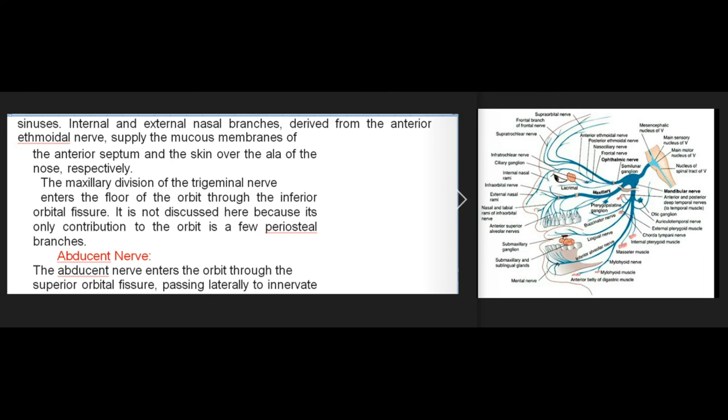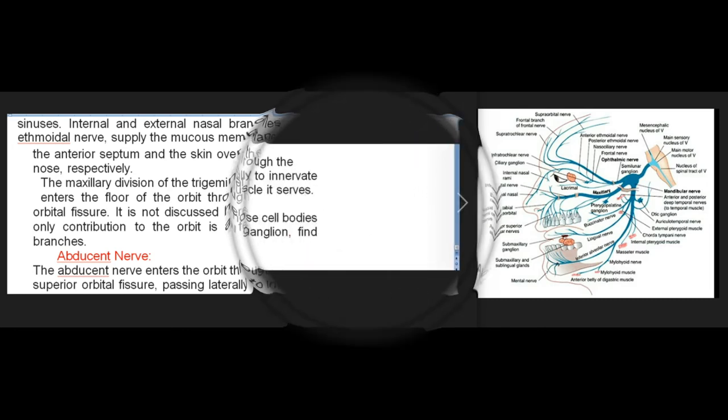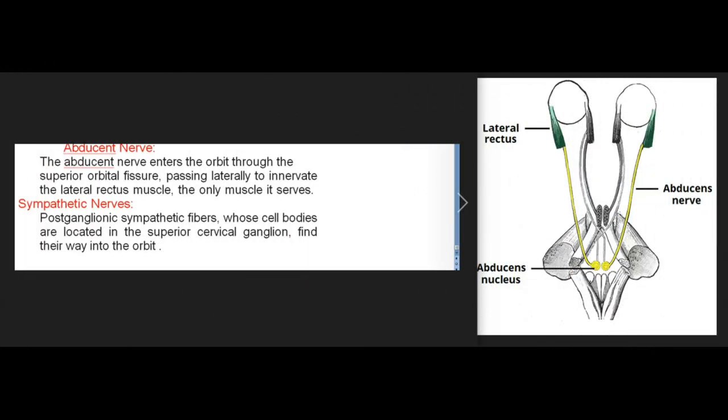The maxillary division of the trigeminal nerve enters the floor of the orbit through the inferior orbital fissure. It is not discussed here because its only contribution to the orbit is a few periosteal branches. Abducens nerve. The abducens nerve enters the orbit through the superior orbital fissure, passing laterally to innervate the lateral rectus muscle, the only muscle it serves.